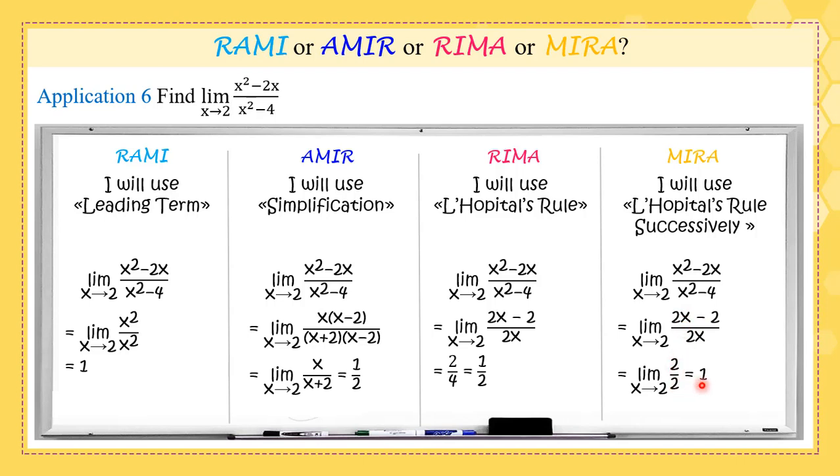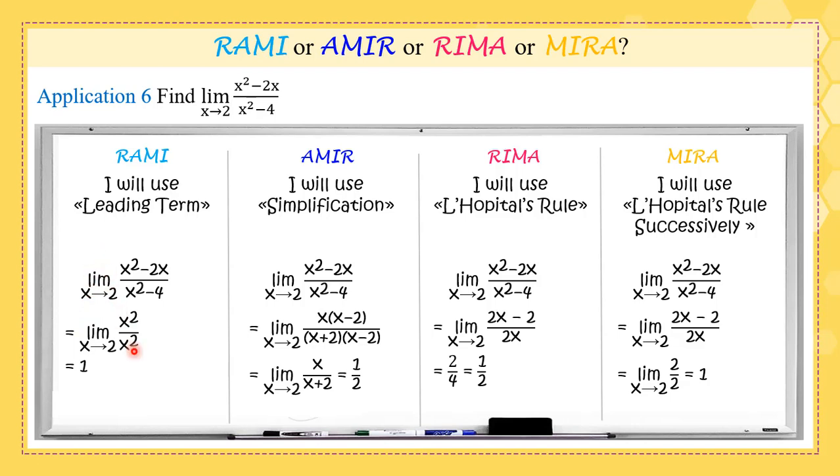Now, the question is, what do you think about the 4 methods? We have to ask ourselves the question, when do we use the leading term method? In fact, we use the leading term when x tends to infinity. So x in this case tends to 2, so we cannot use the leading term method. So this method is not correct.